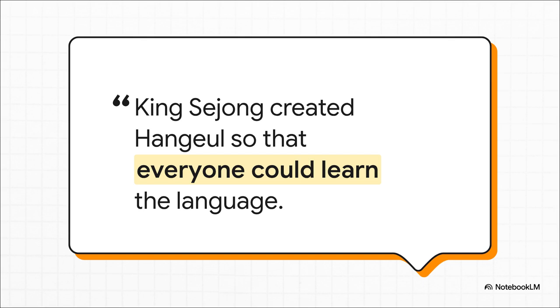The Korean alphabet, which is called Hangul, was invented by a king with one specific goal: to make it so easy that absolutely anyone could learn to read and write. It's not a system that evolved over thousands of years. It was scientifically designed to be learned fast. So, with that in mind, let's jump right in.